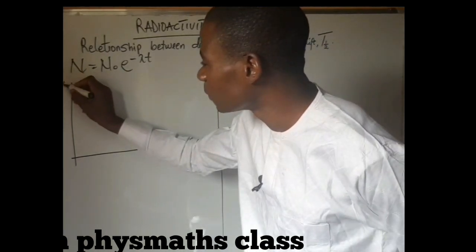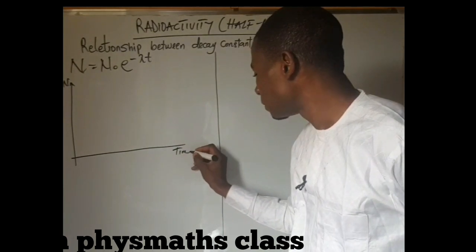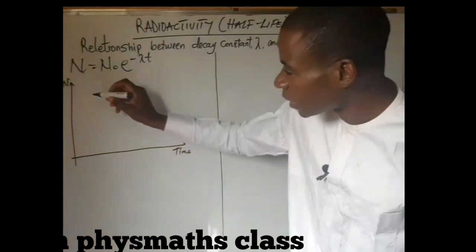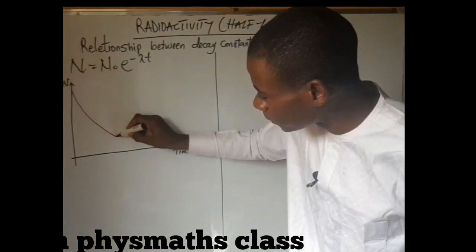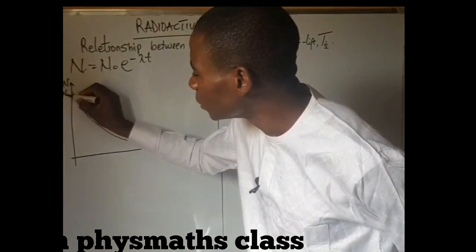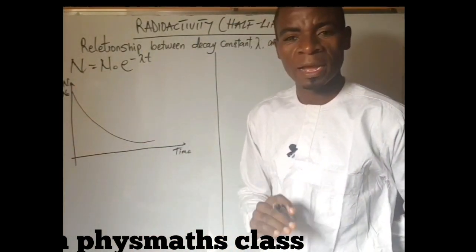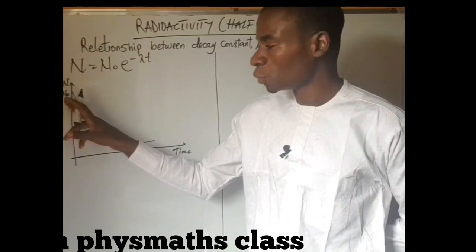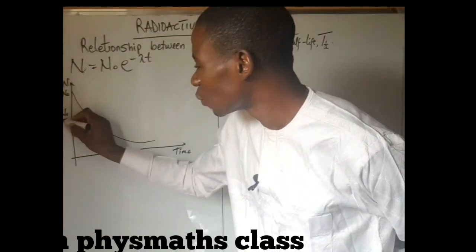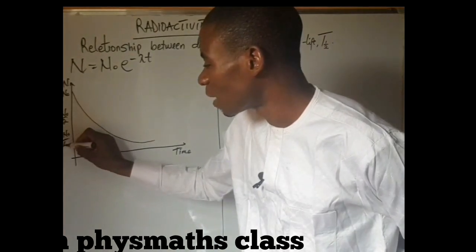So this is the graph of N against time t, okay? If you plot this graph, this is what you're going to obtain. At this point, we have N naught where the line touches the vertical line, or y-axis. Now after some time, we're going to have N naught over 2. After some time, we can have N naught over 4.